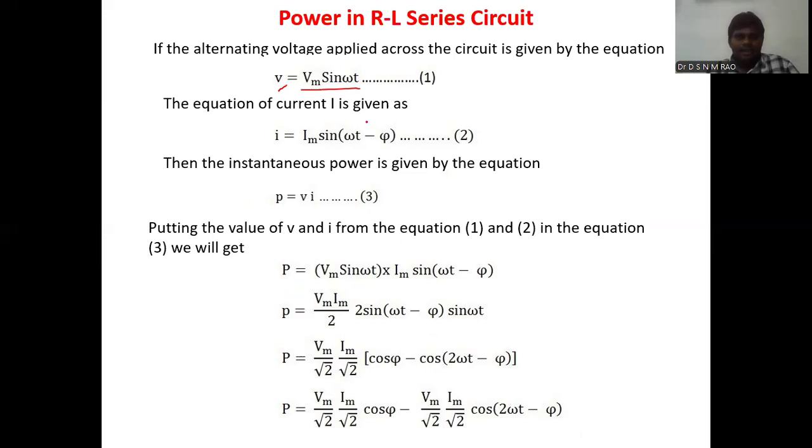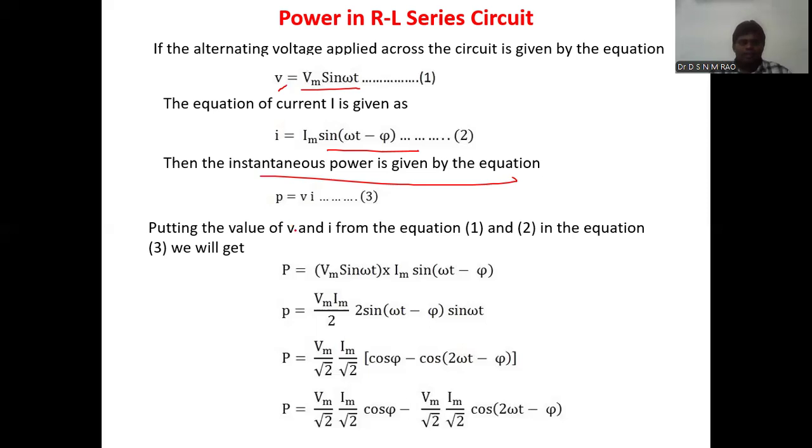So the current equation for RL circuit, as we have seen in a pure inductor excited by AC supply, is I equals Im sin of omega t minus phi. The instantaneous power equals the product of voltage and current. Instantaneous values are always represented by small letters. So p equals v into i.